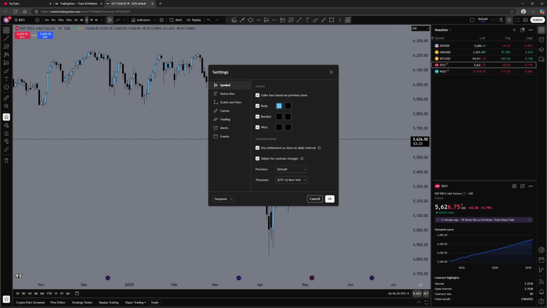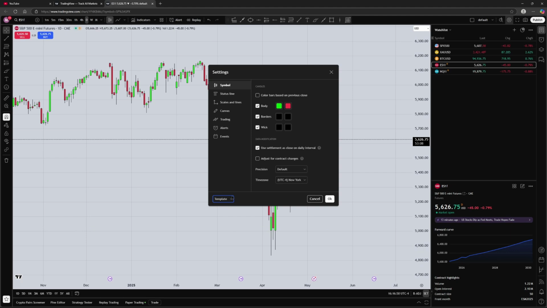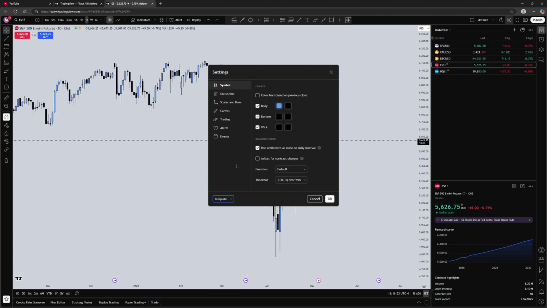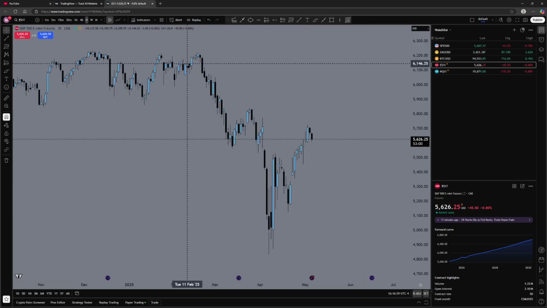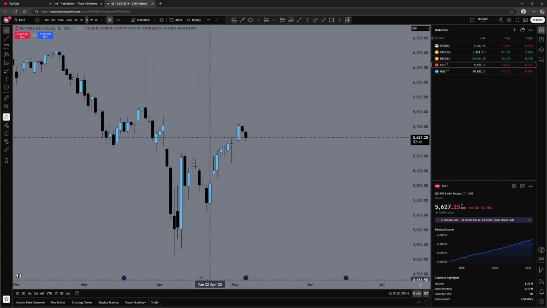So back to it, you could change the body colors, you could change the borders. This is my settings. The body, I keep it white. It usually comes like this, right? The blue candles are the bull candles, so that means it goes up. The black candles are the bear candles, that means it goes down. So we went over that before.